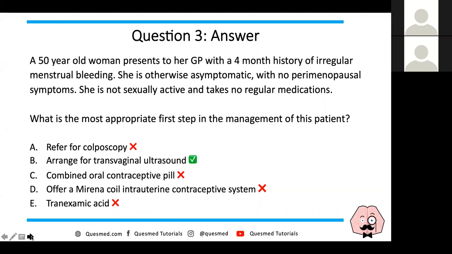And tranexamic acid, remember that is a treatment for menorrhagia or dysmenorrhea, so heavy or painful periods. That's not what this woman is presenting with. That's not an appropriate treatment. So the correct answer there is arrange for a transvaginal ultrasound scan.